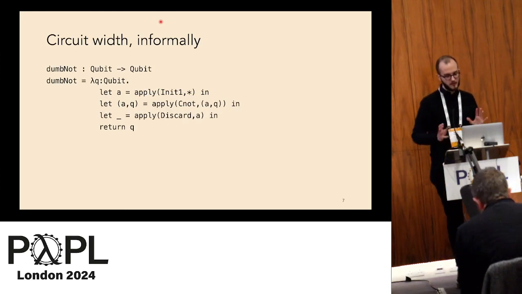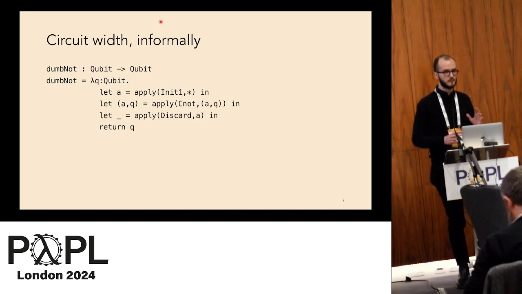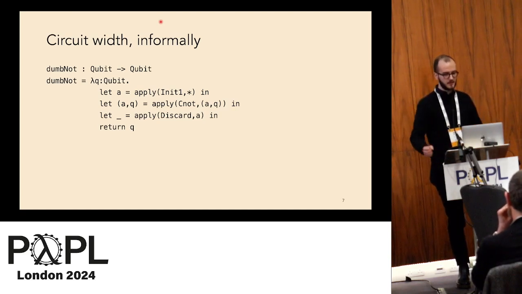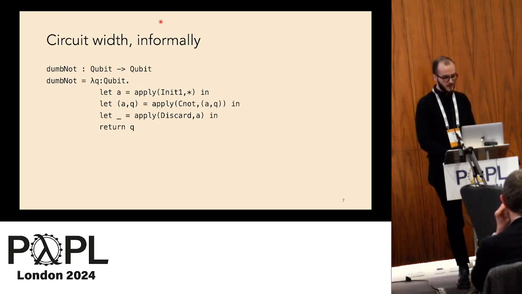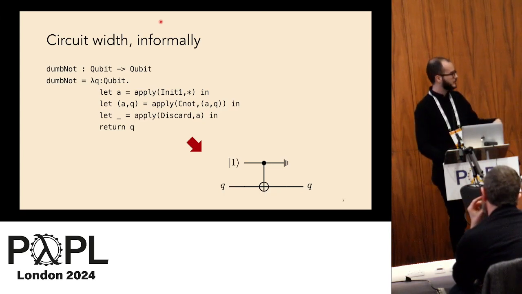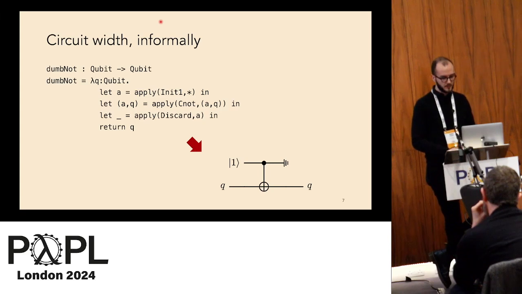Okay, so to have an idea of how circuit building happens and what kind of considerations we have to take into account when we analyze width, let's consider the following program. It takes as input a qubit. It applies the initialize operation init1 to the circuit, meaning that it basically emits an initialize operation to the circuit. Then it applies an operation to the two qubits that we have, and then discards the auxiliary qubit that was just initialized. And so when we run this, we get something like this, where the circuit precisely encodes the operations that we carried out in the function.